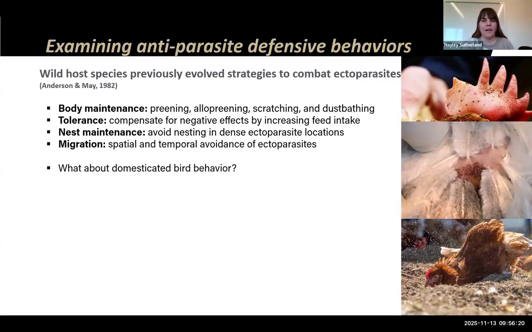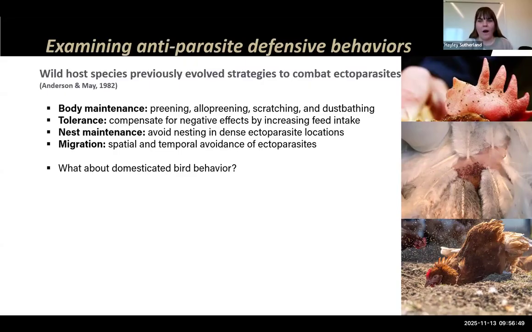There's tolerance behavior. So instead of trying to avoid the negative effects, they compensate for them by increasing feed intake to offset those energy costs. For nest maintenance, they can avoid nesting in dense ectoparasite locations, or there has been literature showing that birds will comb through their nests to remove ectoparasites using their beak. And another thing they can do is migrate. So this is a spatial and temporal avoidance of ectoparasites. If you know they're going to be in an area at a certain time of year, just don't be in that area at that time of year.